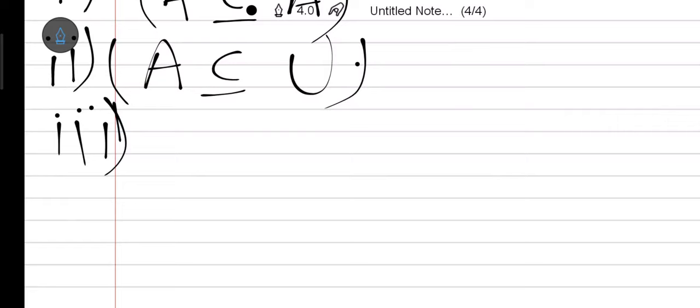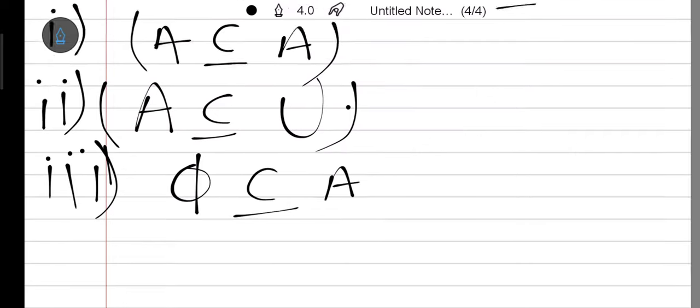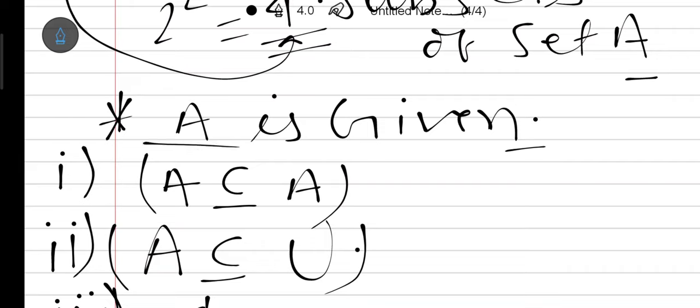Now the third property is that phi is a subset of A. I have already written at the start, if set A is given.